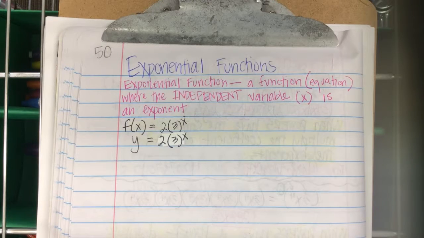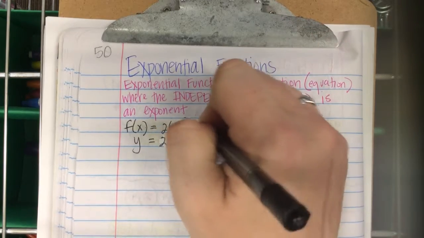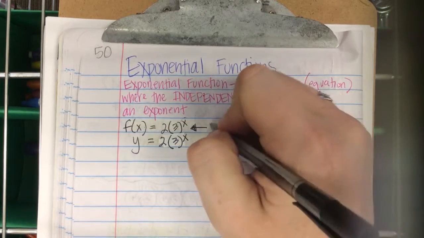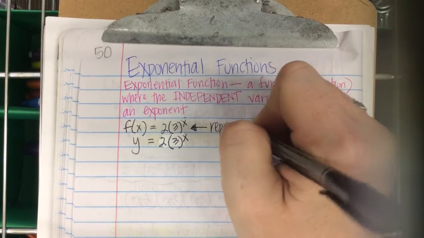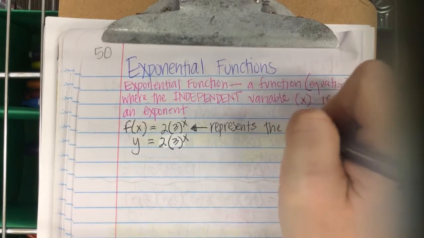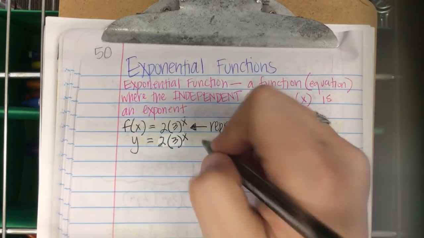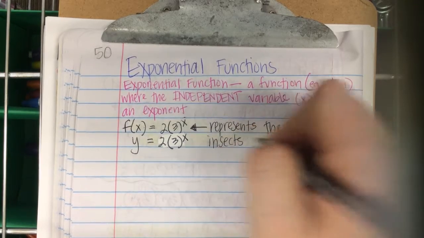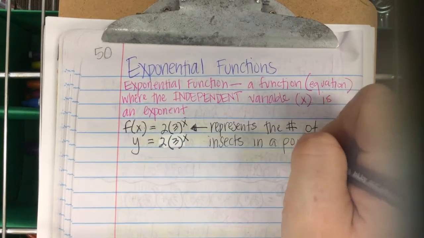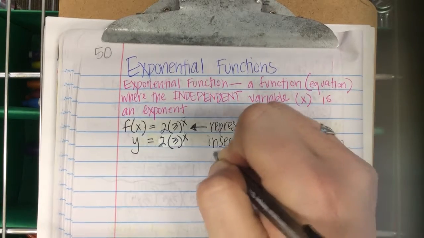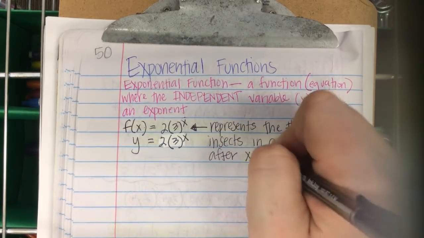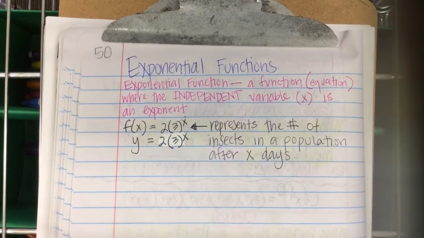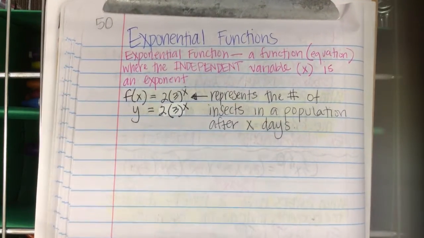And this is a real function. This is a real equation that's used in life. This equation represents the number of insects in a population after X days. I don't remember the exact insect, but let's pretend it's fruit flies. Fruit flies spawn really quickly.